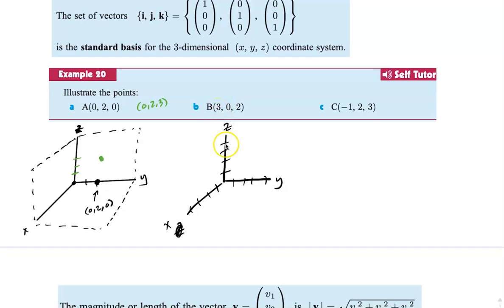So I'm going to go 3 on my x. So 1, 2, 3. You're currently right there. That's not your final point, but we're currently right there. On my y, go 0. So I'm not going to go here at all. Then on my z, I'm going up 2.